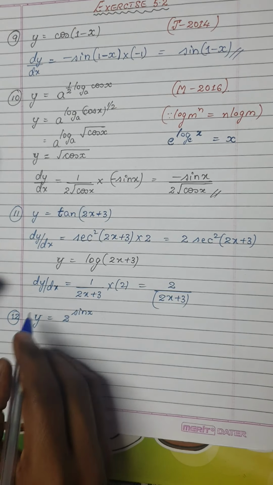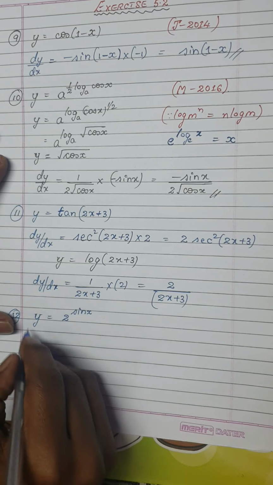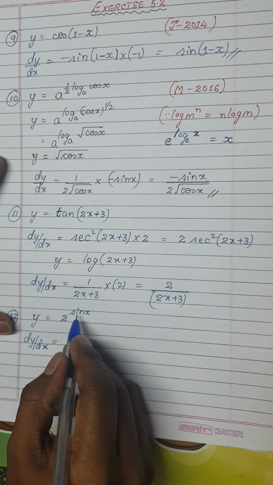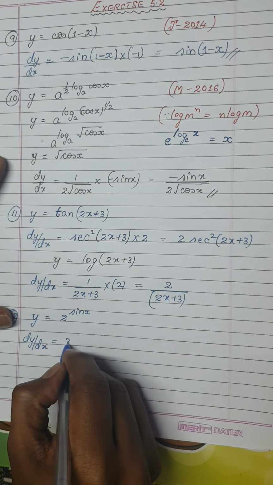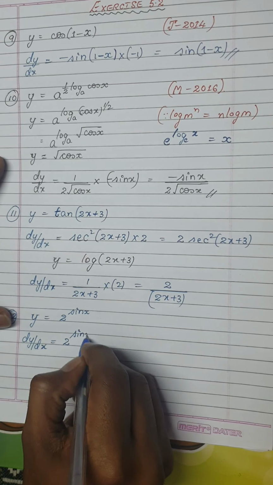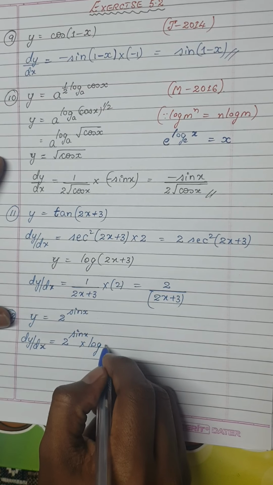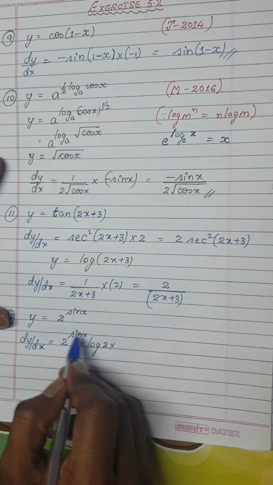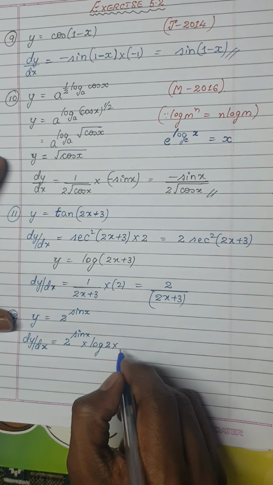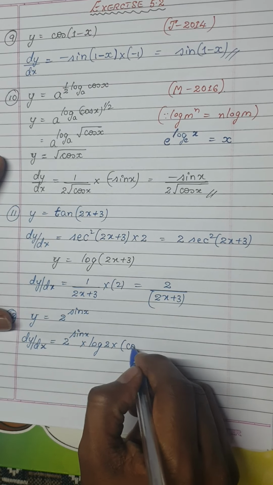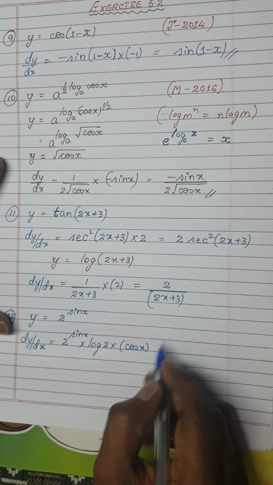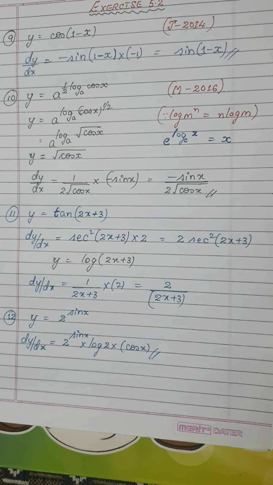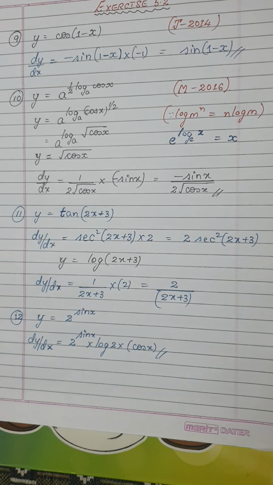Now let us consider this question, y is equal to 2 power of sin x. So dy by dx is nothing but, this is of the form a power x. What is the derivative of a power x? It is a power of x into log a, where a is 2. Remember, in place of x I have a function which is sin x. The derivative of sin x is cos x. Just keep it as it is. So this is the derivative of the given function. If they ask you, you can easily get 1 mark.